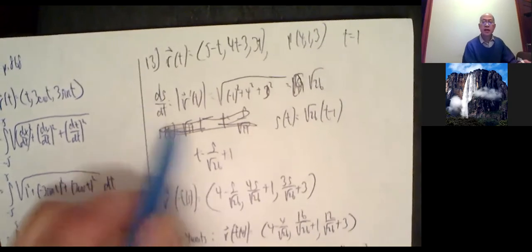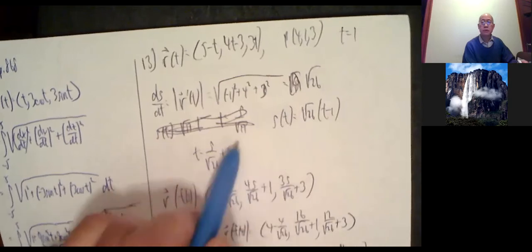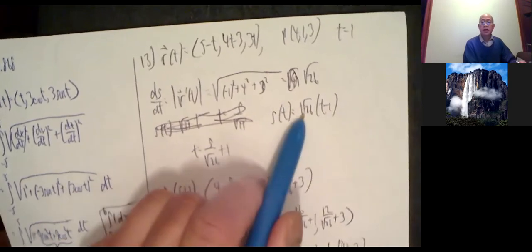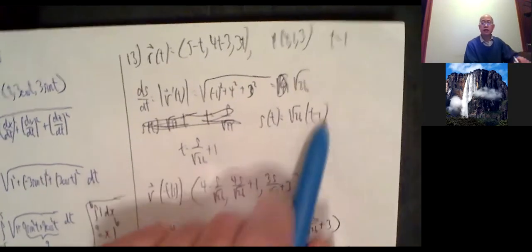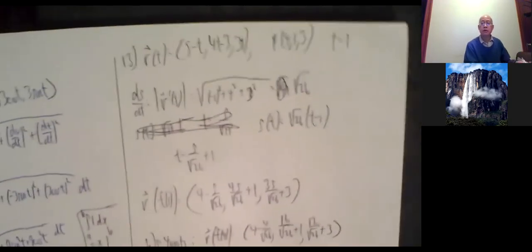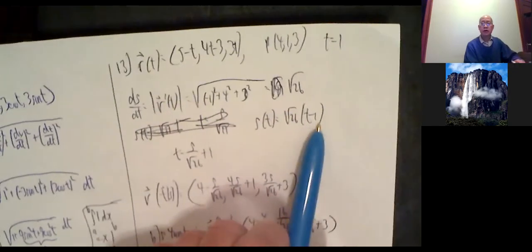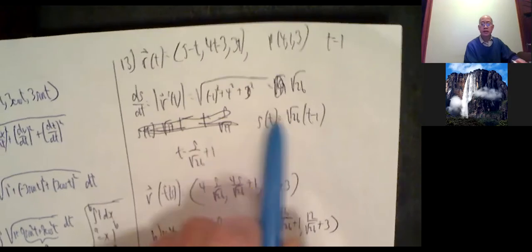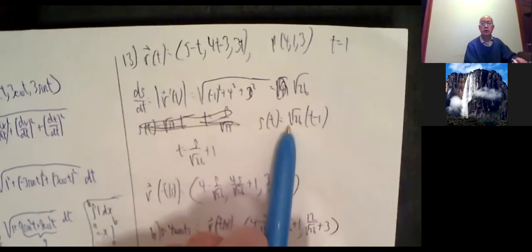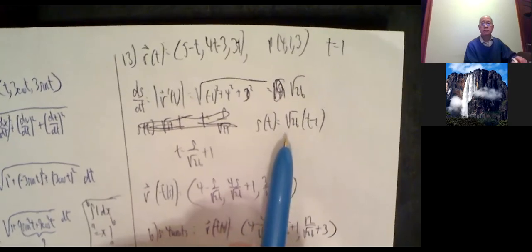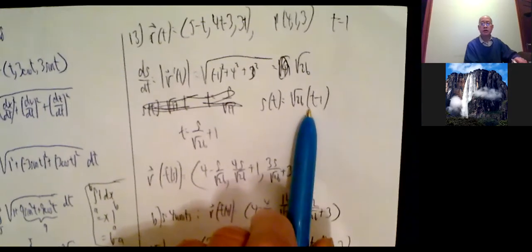Okay, so ds/dt is radical 26. That means s of t is radical 26 times (t minus 1), since we're at t equals 1. The reason for the t minus 1 is because if you plug in 1, s is 0. That's what you want in this particular case. Starting from this point, you hadn't gone anywhere at t equals 1. So radical 26 times (t minus 1).